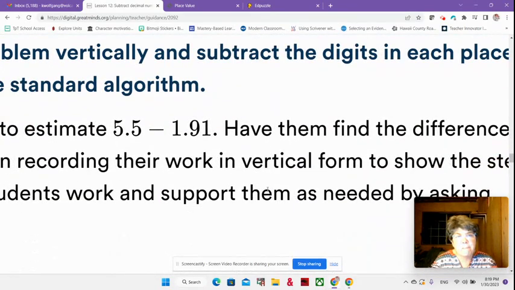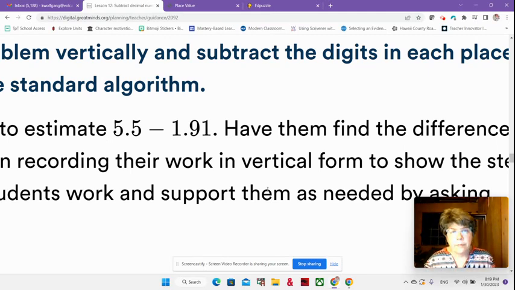5 and 5 tenths minus 1 and 91 hundredths. Okay, I want you to estimate what would be that answer, and I want you to do that in your Edpuzzle. Round 5 and 5/10 to the closest whole number, round 1 and 91/100 to the closest whole number. So you're looking at the ones place here, and then subtract, because you just want a quick answer of what would be the closest when you do your estimate.